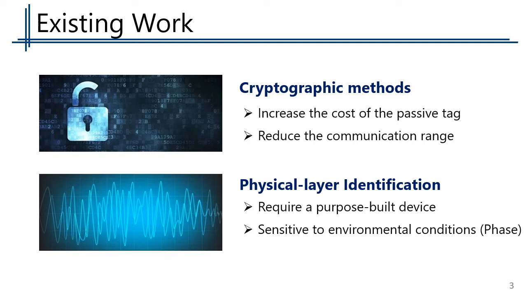Recent research has shifted to physical layer identification, which fingerprints a device through features of the RF signals. These methods can achieve high accuracy, but usually need a purpose-built device to get the features. Besides, some features, such as the phase value, are usually sensitive to environmental factors.